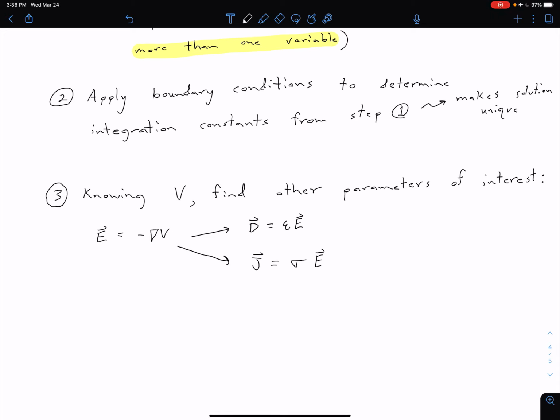Of course, this is assuming that we know something about the material, the relative permittivity, or the conductivity. So we have some other things that we could find as well. This is one area: we could focus on our electric field. We can also find the charge induced on a conductor.